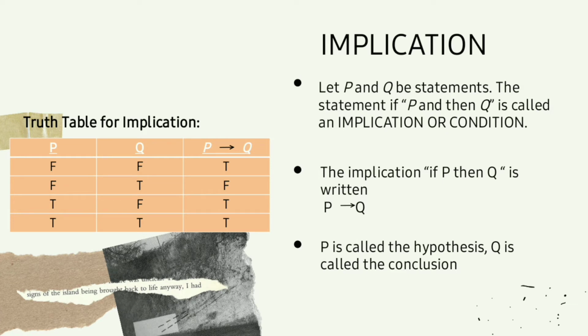Okay, let P and Q be statements. The statement if P then Q is called an implication or conditional. The implication if P then Q is written like this. P is called the hypothesis, and Q is called the conclusion. So this is the example of a truth table for implication.